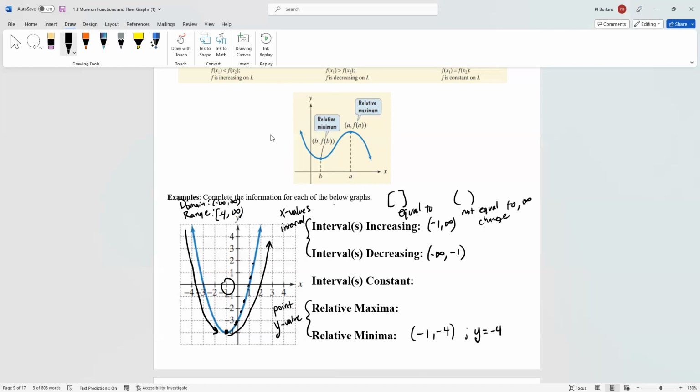And of course, if there's a constant area, that would be included as well within the full domain. But in this case, we do not have a constant region. And because we had a minimum and the function continues on forever upwards, there's no relative max.